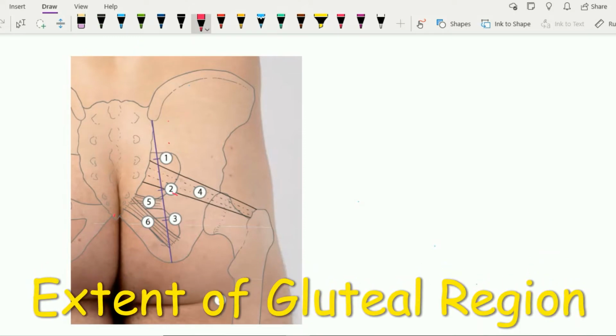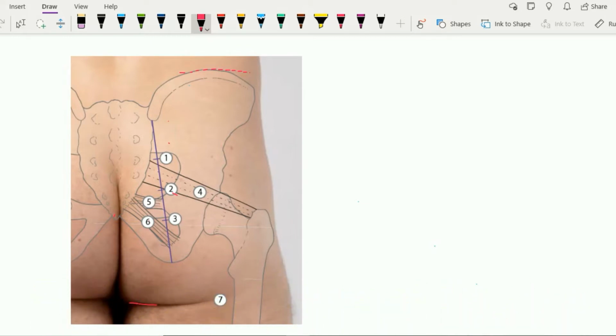Superiorly, this gluteal region extends from the iliac crest, and below it extends up to the skin fold of the gluteal region. This skin fold of the gluteal region does not correspond with the lower margin of the gluteus maximus, but it is the skin fold due to the hip joint.